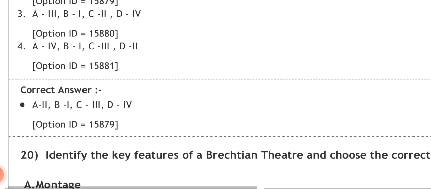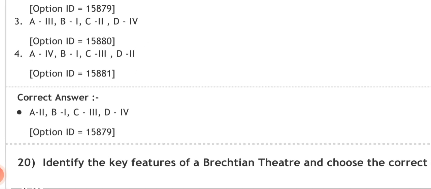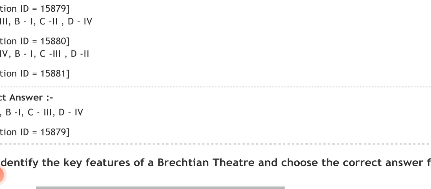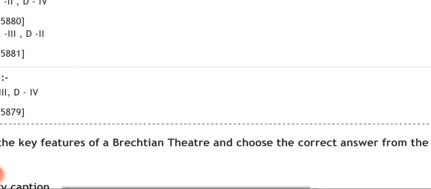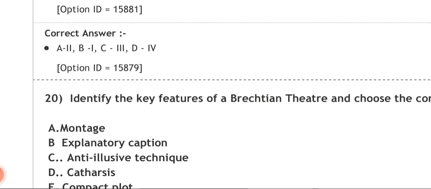Now let's try the question number 20. Identify the key features of Brechtian theatre and choose the correct answer from the given options. So which one will be the correct one? You have to now identify the features of Brechtian theatre. There are many theatres in English literature and the world, so you have to try to find out those important theatres' features. These kinds of questions are often asked.